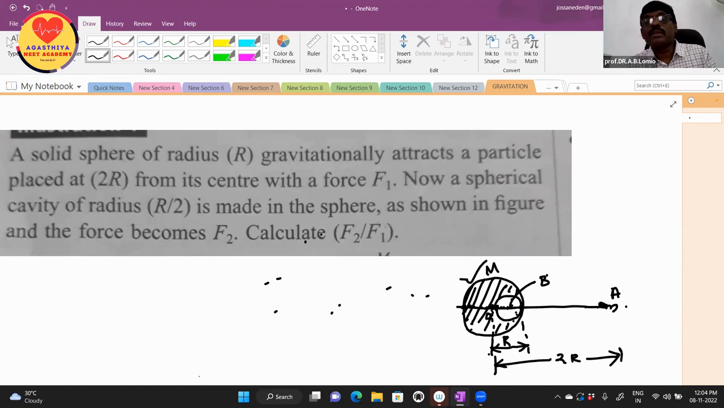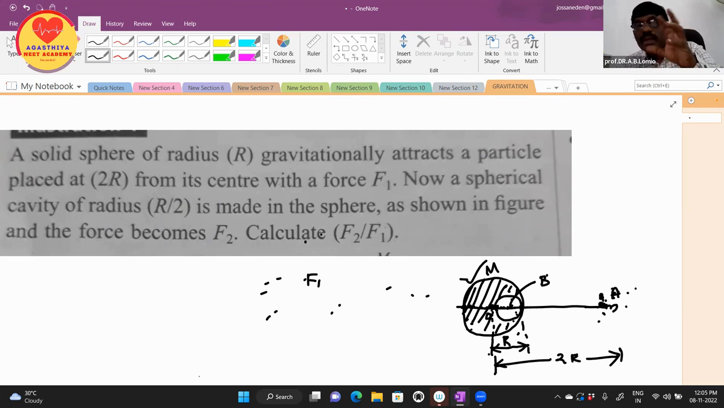Which is at a distance 2r from the particle. Here is a particle, which is at a distance 2r. So this is a solid sphere, and here is a particle. Both are attracted by a gravitational force. The distance between the solid sphere and the particle is 2r. The force between the sphere and the particle is F1.